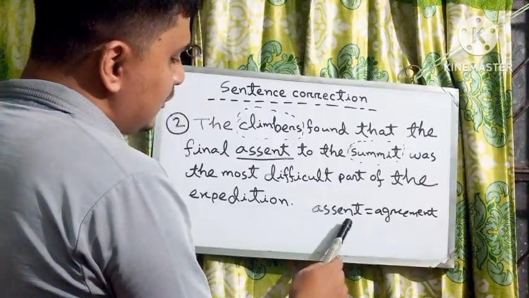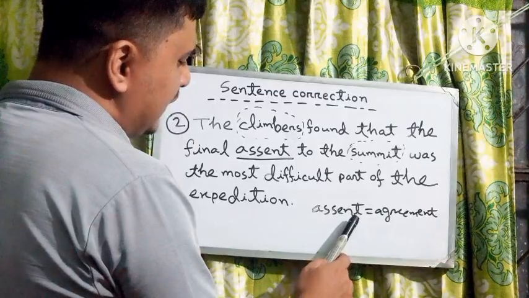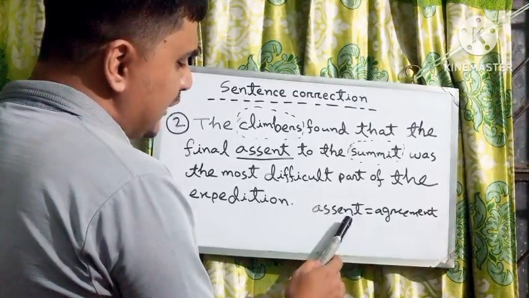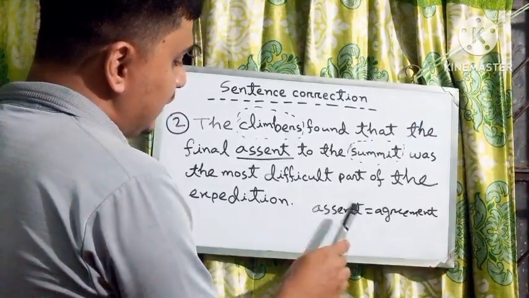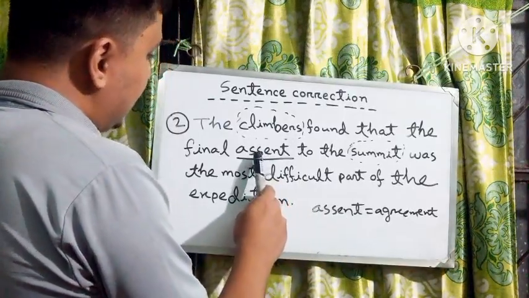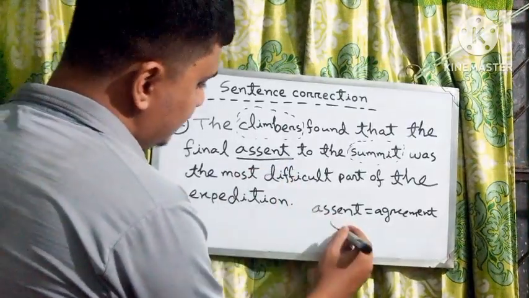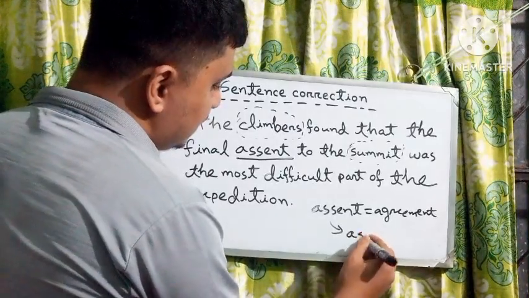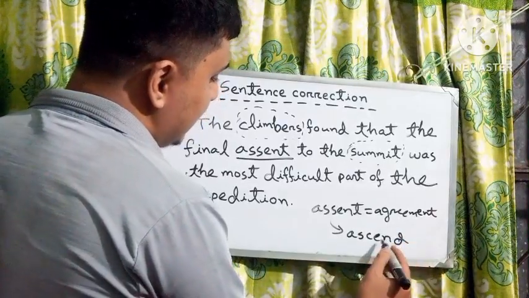Assent refers to when you agree with something or when you agree with somebody. That means when you come to terms on a particular matter. In that context, assent is used. But here, the word assent is not supposed to be used. Instead, we can use the word ascent. Here, we should use the word ascent.